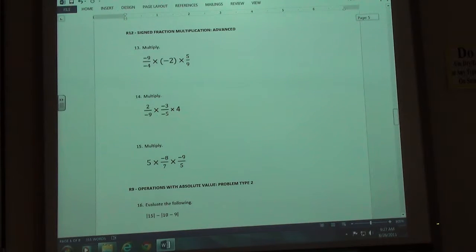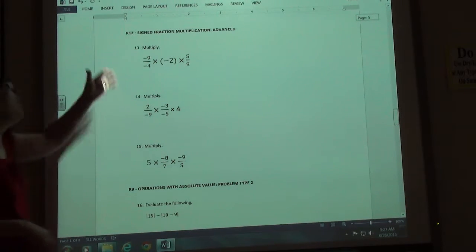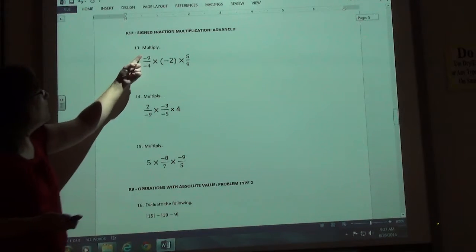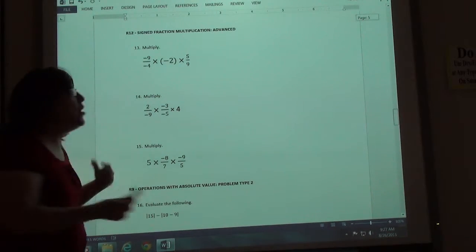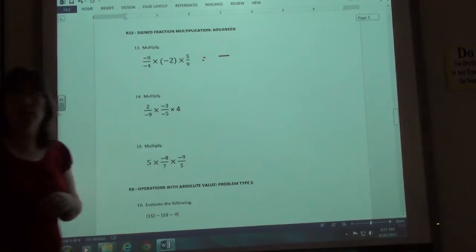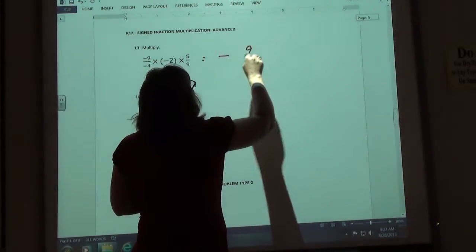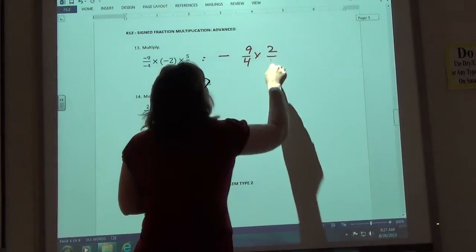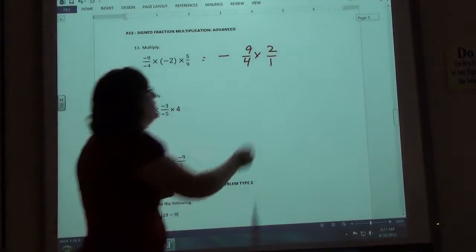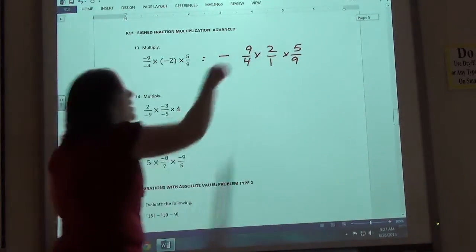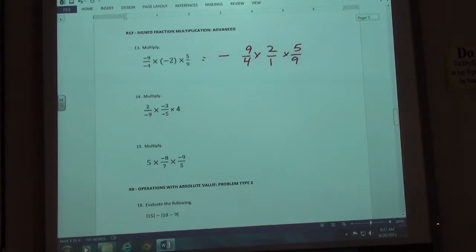So on Alex, they're going to leave all those negative signs in there, and it's going to look like a great big huge mess. But what I do is I look right away and determine, is my final answer going to be negative or positive? Well, here I've got 1, 2, 3 negative signs. I know I'm going to end up with a negative answer. So I'm just going to put one negative out in front because I know it's going to be negative. I'm going to take 9/4 times 2 over 1 because I want that to be a fraction, times 5/9. And that way I got rid of all that extra negative mess in there, and I know my answer is going to be negative.